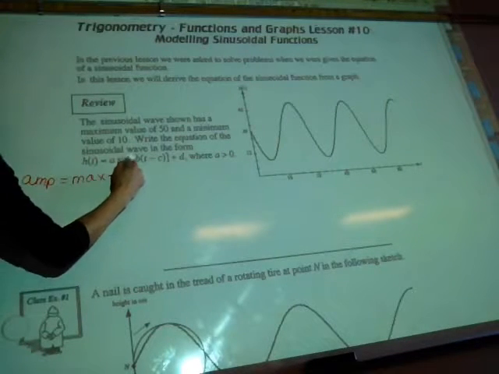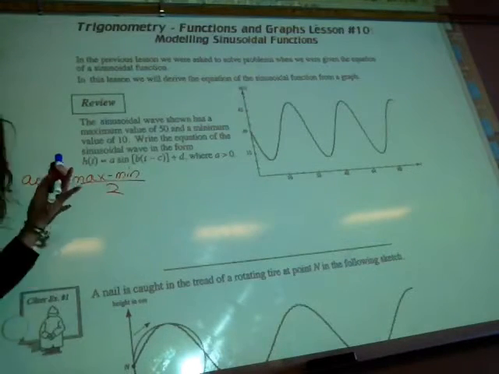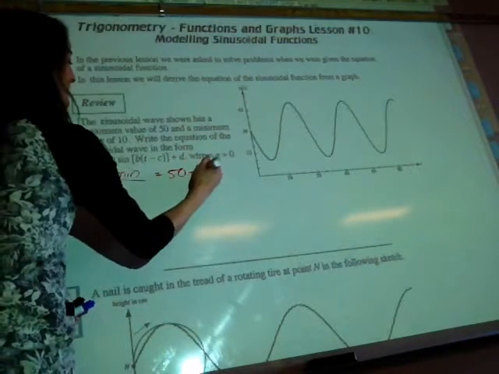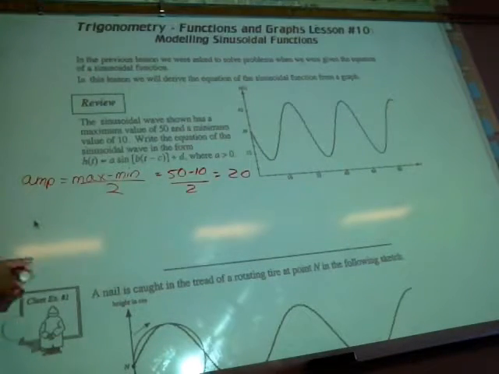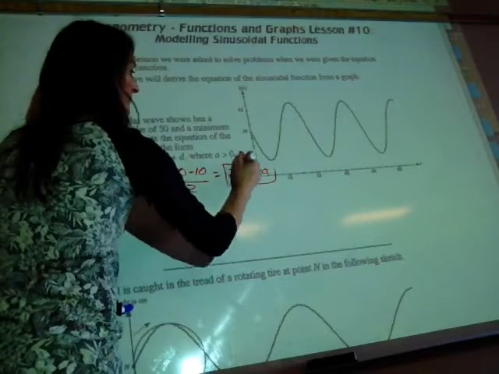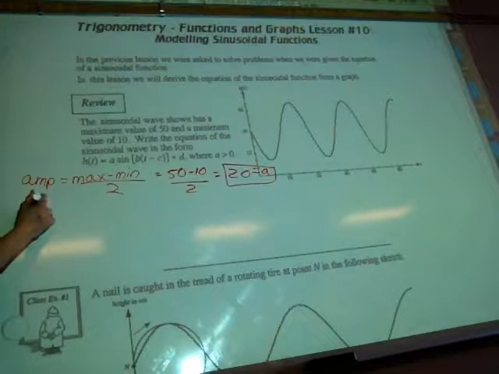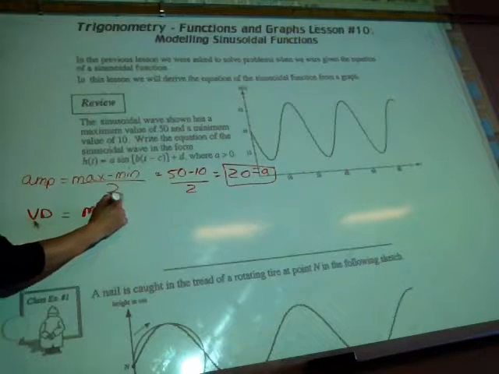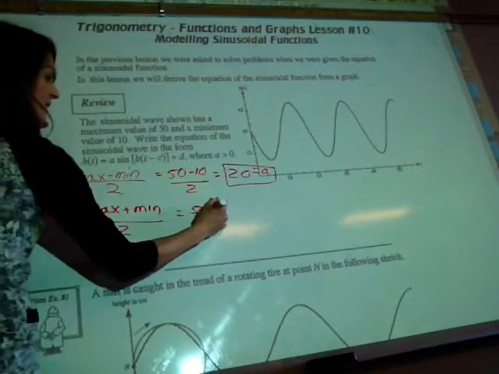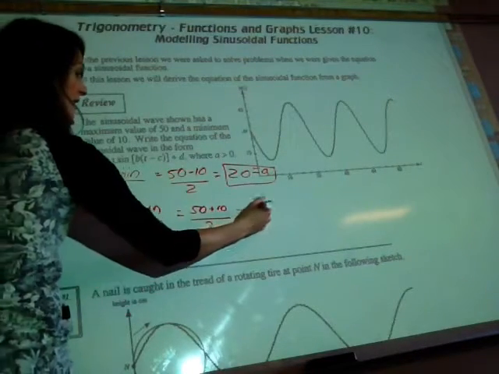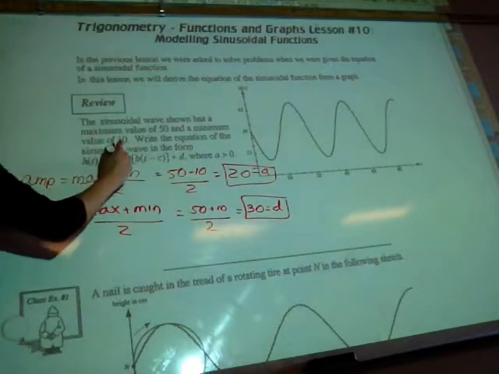Okay, 50 minus 10 over 2, we get 20. Okay, 20, that's our A value. Okay, while we're on our max and mins, let's do our vertical displacement. That will be max plus min divided by 2. So we have 50 plus 10 divided by 2, we get 30. That's our D value. So we're halfway there. We've got our A, we've got our D.